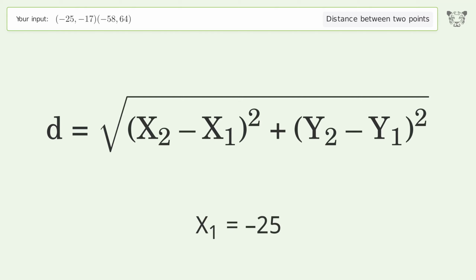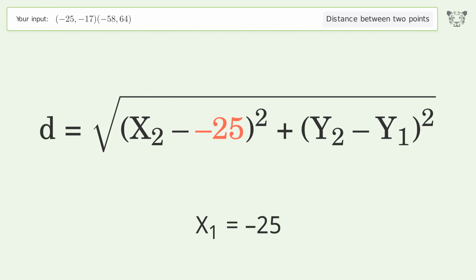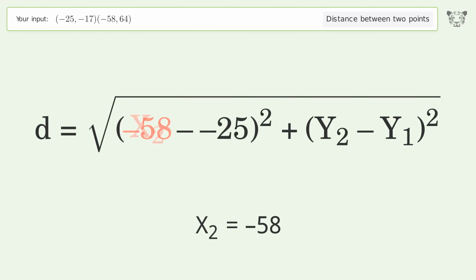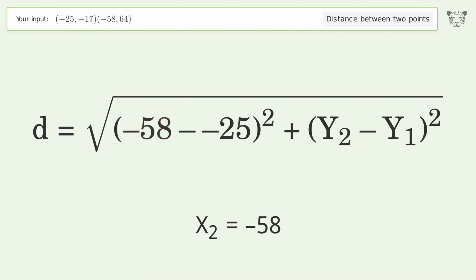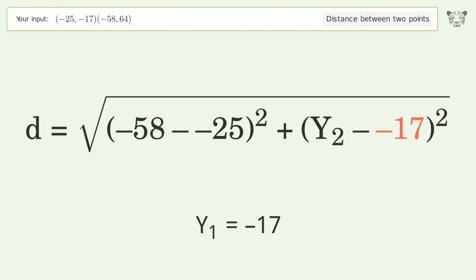x1 equals -25. x2 equals -58. y1 equals -17. y2 equals 64.